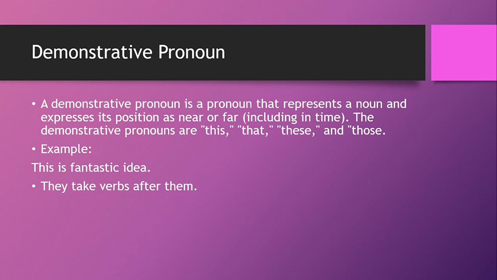Do remember that when we use a demonstrative pronoun in a sentence, we will always place a verb after it. If you place a noun, it would become a demonstrative adjective. For example, if I say this is a fantastic idea, I have placed is after this, so this is actually a demonstrative pronoun. But if I say this idea is fantastic, now this would be a demonstrative adjective.